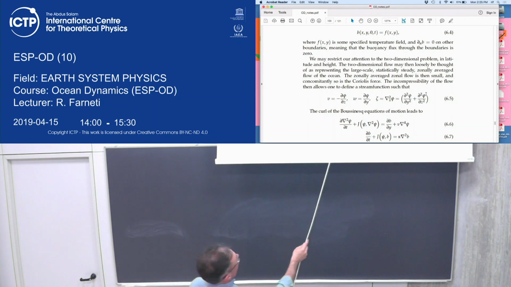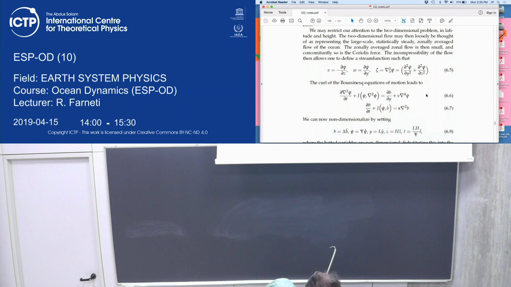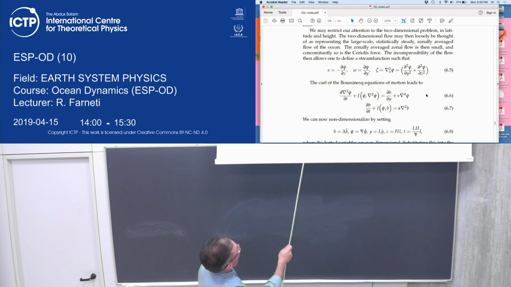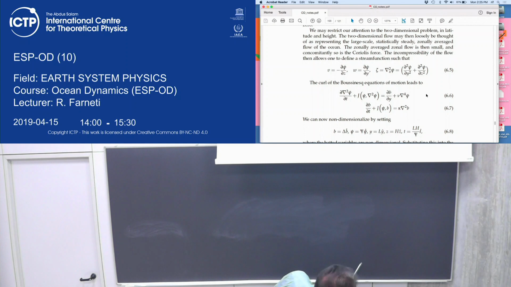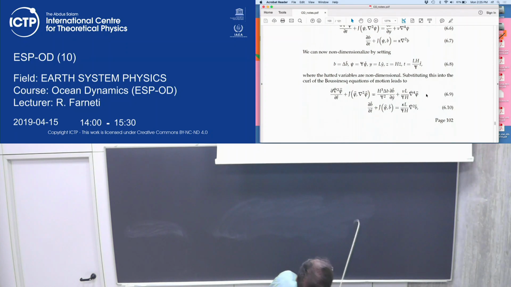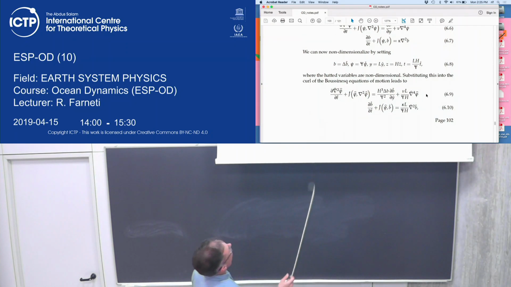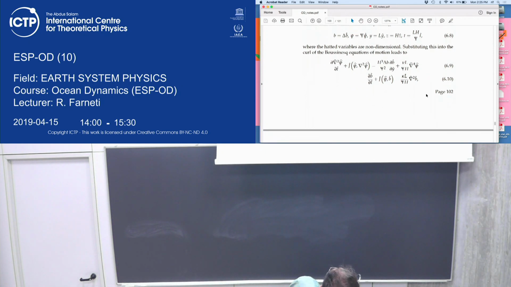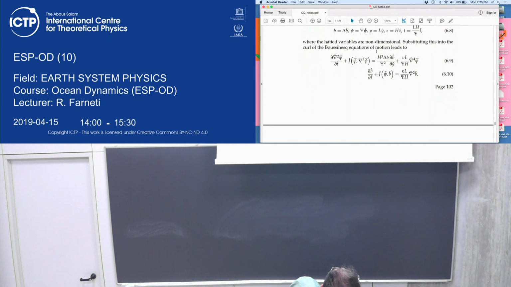You take the curl of the Boussinesq equations of motion, the ones at the top, and you get to this. Okay, after taking the curl, you non-dimensionalize by choosing these non-dimensional parameters, and you plug those non-dimensional parameters into the equations. The important thing is the result. Okay, you put the non-dimensional variables into your equation, and you get this expression.